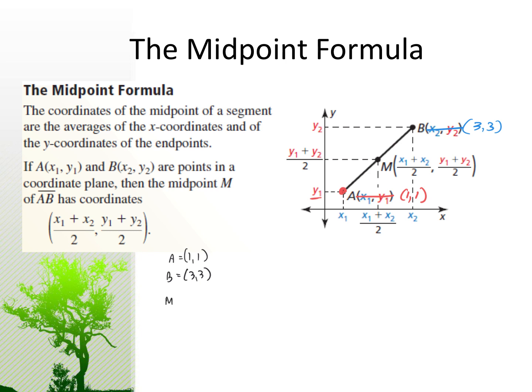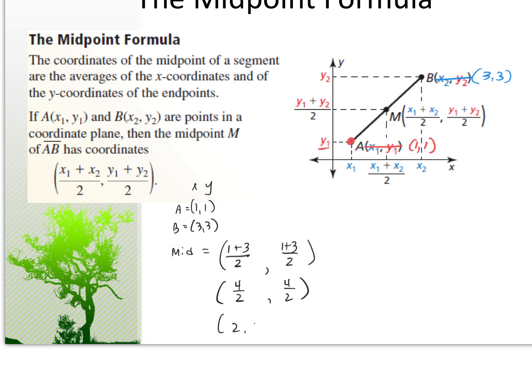Now, the midpoint formula is basically the average of the x's and the average of the y's. The average of the x's makes up the x coordinate. So my x's here are 1 and 3. So 1 plus 3 divided by 2. My y's are also 1 and 3. So those are 1 plus 3 divided by 2 as well. Well, this means 4 over 2. This is also 4 over 2. And 4 divided by 2 is 2 and 2. So my midpoint is going to be located at the coordinate 2, 2.